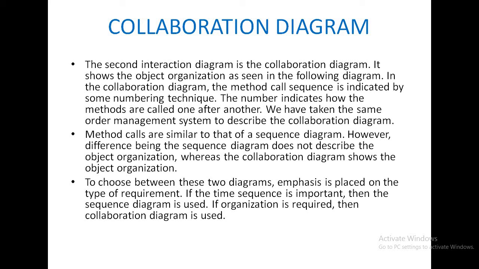Method calls are similar to those of a sequence diagram. However, the difference is that the sequence diagram does not describe the object organization, whereas the collaboration diagram shows the organization of the objects. This is the difference between the sequence diagram and the collaboration diagram. In the sequence diagram, method calls do not describe the object's organization, but in the collaboration diagram, they do.